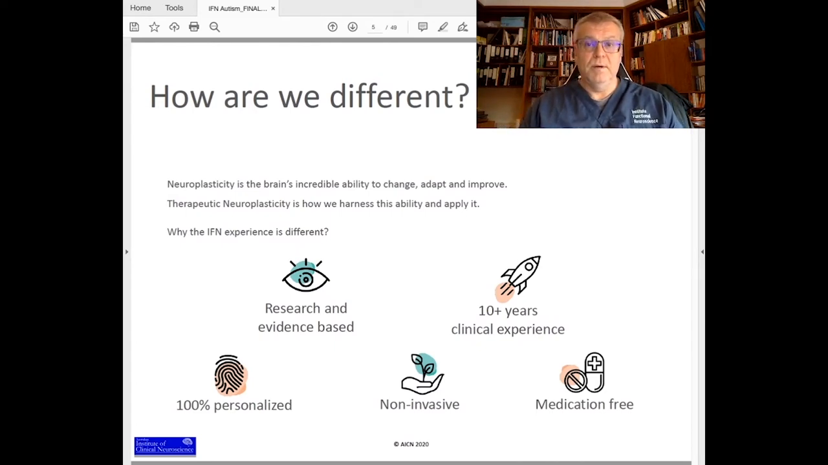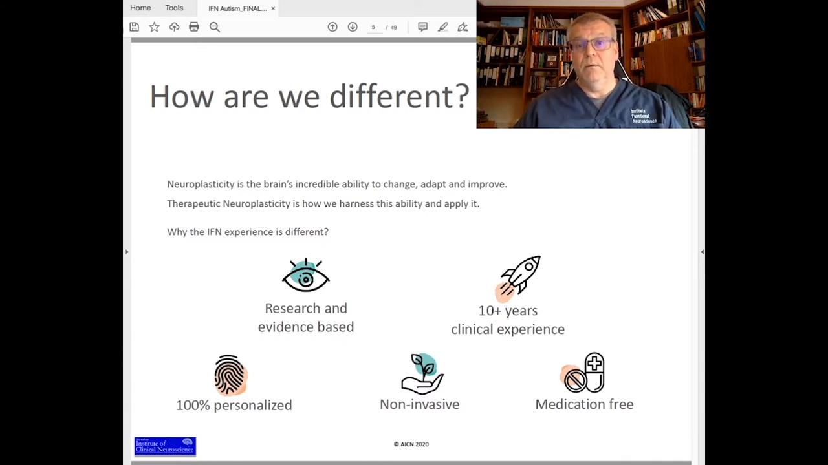Now I want to talk about therapeutic neuroplasticity and what it is. Okay, so therapeutic neuroplasticity is the ability to take that natural or innate neuroplasticity that you have inside your brain and actually guide it or harness it to do what we want it to, to help you have a more normalized brain function, or help the person we're working on have a more normalized brain function.